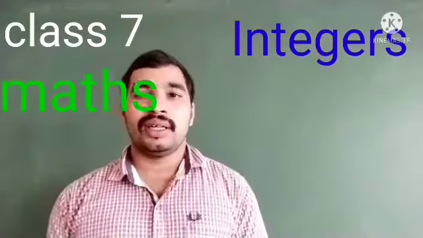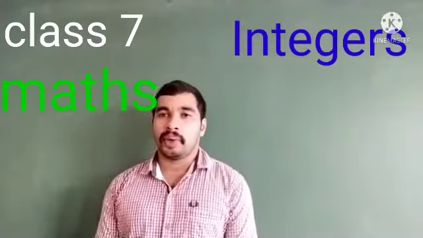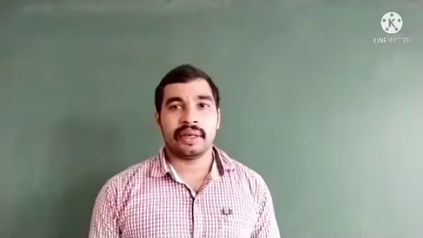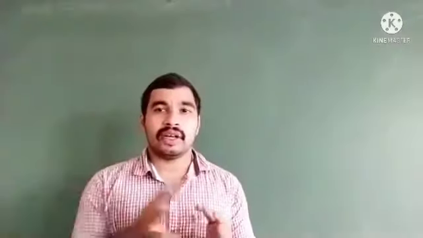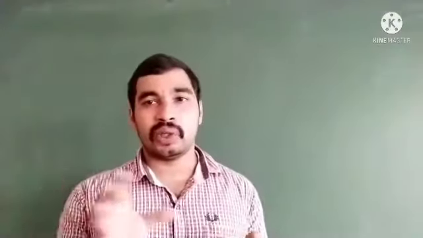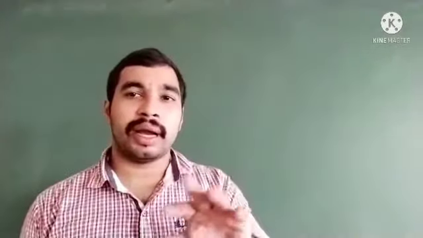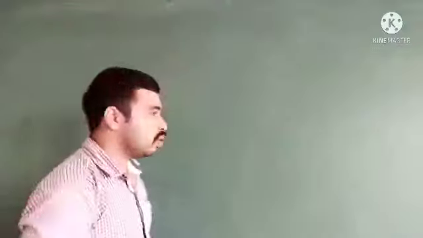What we discussed in last class: the commutative property of an integer. A plus B is equal to B plus A. If we interchange the positions of any integers in addition, the answer will be the same. It's equal to B plus A.